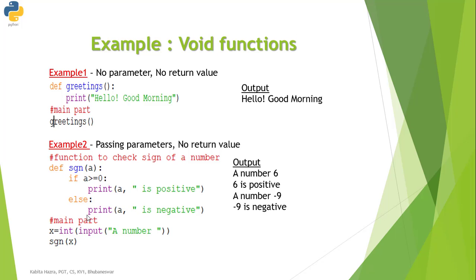Let us see an example. We are trying to find the sign of a number, whether it is positive or negative. So it is passing a parameter. We are taking the input for x. We are calling the sign function named SGN by passing the value of x. Now the value of x is passed to a. It is compared with 0: if it is greater than 0, then it is positive, otherwise it is negative. So the function will be called, and the message, whether it is positive or negative, will be printed inside the function.